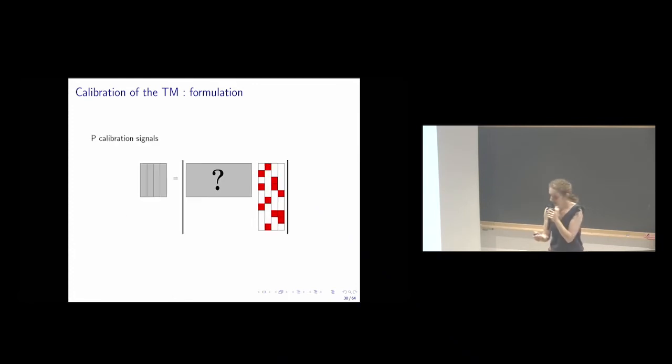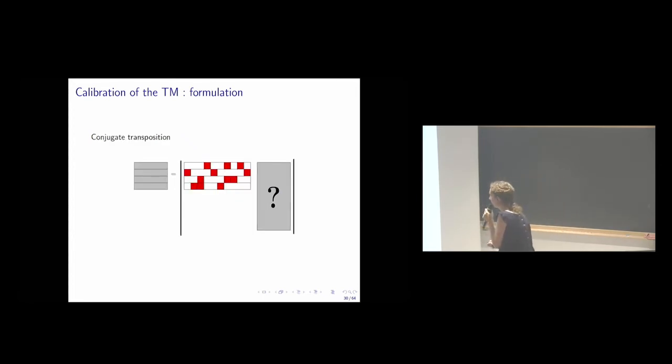So if I have P calibration signals, that means for P different configurations of the DMD, I will get P different speckle images. And I hope my transmission matrix hasn't changed. So this is the same. Then what I can do is a conjugate transposition. I can do that because I have intensity-only measurements. I transpose my speckle matrix, so each speckle is a line, actually.